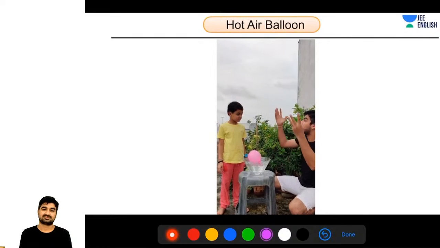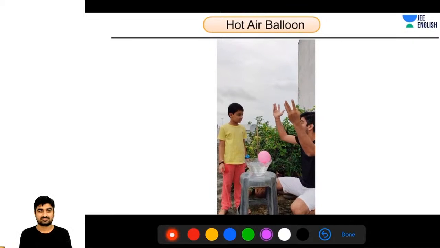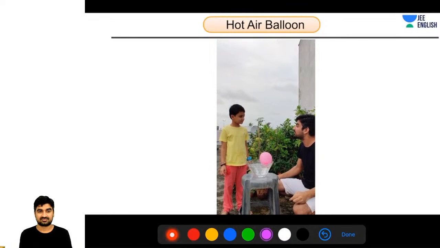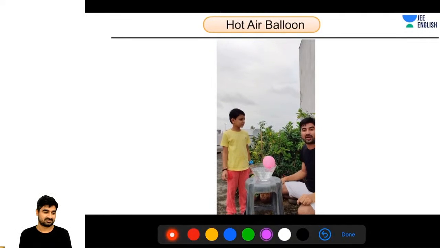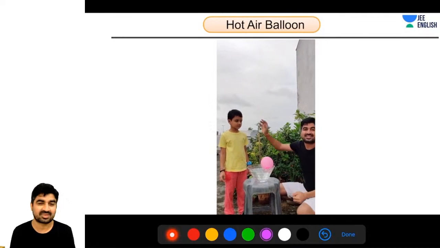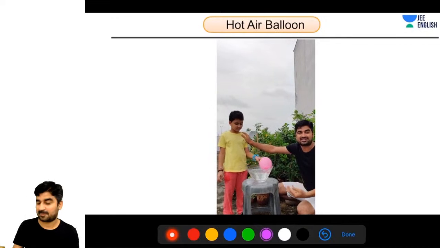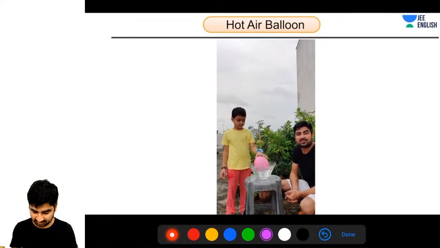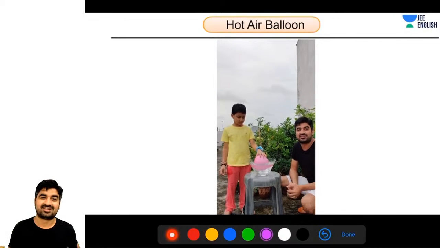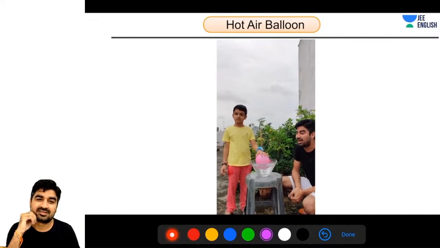But Ridvi, have you ever seen the hot air balloon we use in Diwali? Have you seen it? What happens? That balloon flies. And you don't know why it flies. But guys, she is just 7 years old, and she does not know anything about the ideal gas equation. But guys, believe me, you know everything about the ideal gas equation.